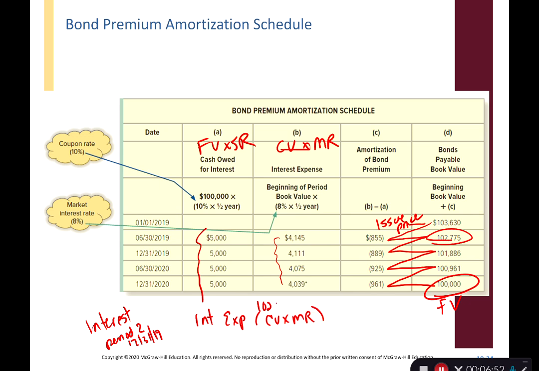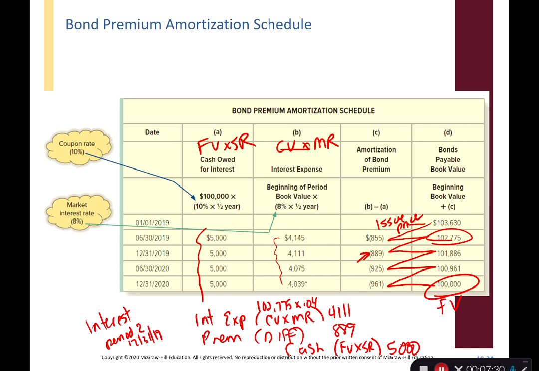Interest expense would be the 102,775 we figured out times the market rate of 4%, which gives me 4,111. Cash would still be 5,000. I'm not even going to bother writing the numbers again because I don't want you to keep doing the same work. It's the same number every time, 5,000. And then the difference is going to be my amortization, and I need a debit to make it balance. And that's where we get the 889 premium amortization that's in the chart. So by doing the journal entry, you're effectively filling out the chart.